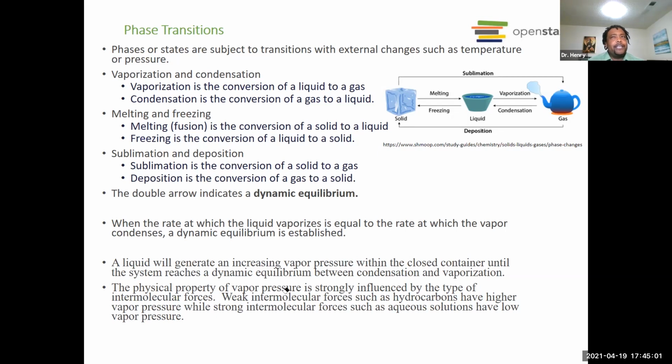Now, the reason is because if it's a strong force that's keeping everything together, then it's going to remain in the liquid phase, right? You're going to have a lot more of it in the liquid phase and only a little bit of it in the vapor phase. But if you have a lot of weak forces, you just blow on it and it goes up into the vapor phase, right? Because the forces are so weak, not keeping it together. Does that make sense as well?